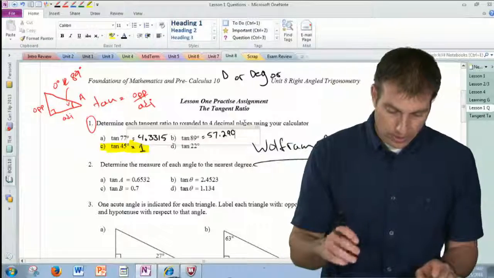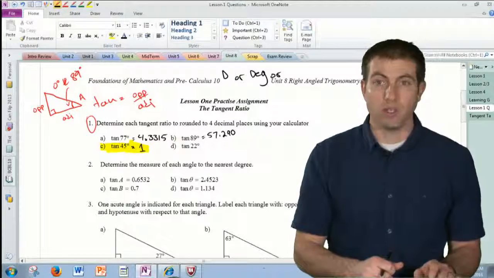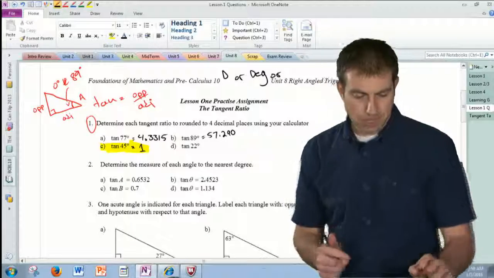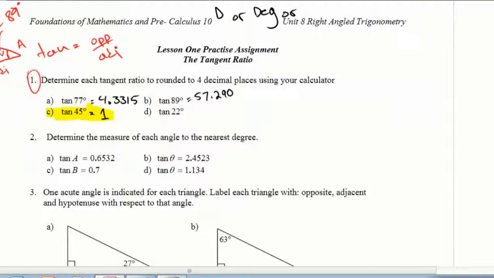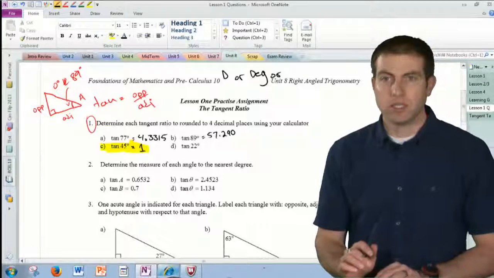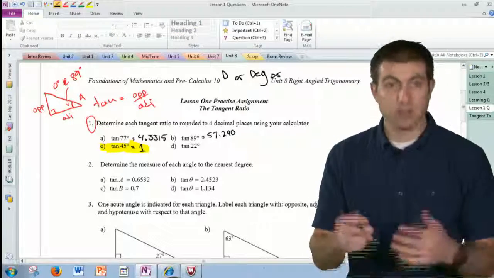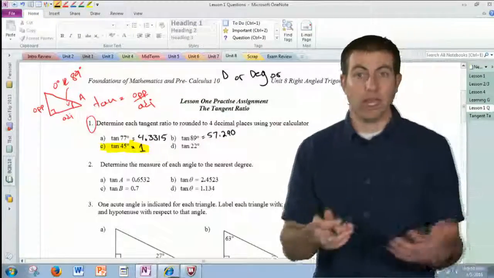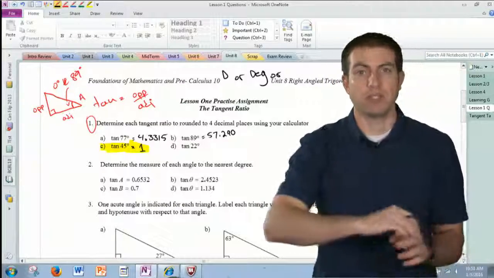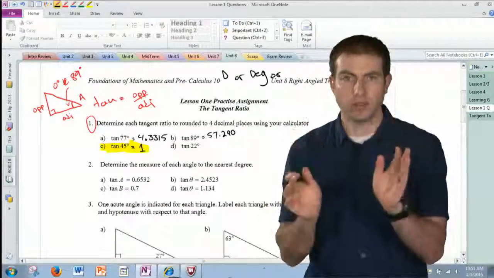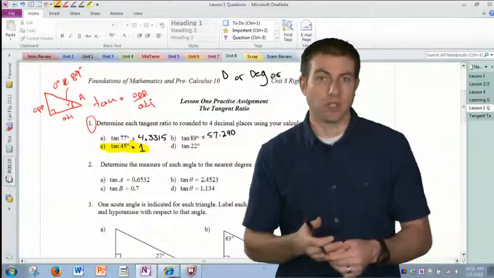All right, the next question, I just want to go through a few of these and then we'll go to the learning guide for a little bit, okay? So determine the measure of each angle to the nearest degree. Now, when I talked about the ratio of sides, we had this trig table, and your calculator has this trig table in its memory, and you say, 45 degrees, and it says, okay, the ratio of those sides is 1, because it's 45 degrees, it's an isosceles triangle, your ratio is going to be 1.